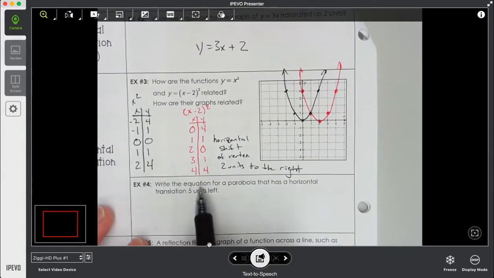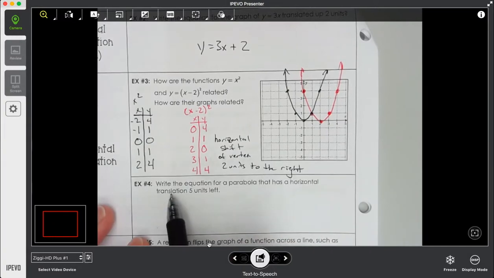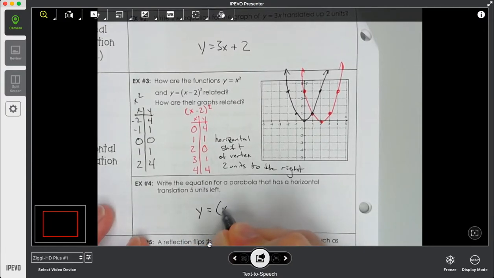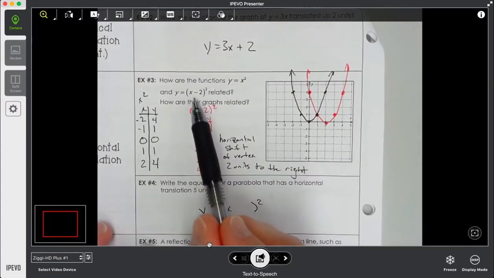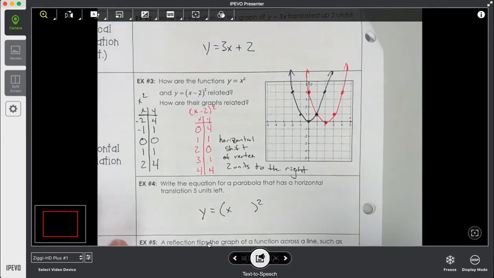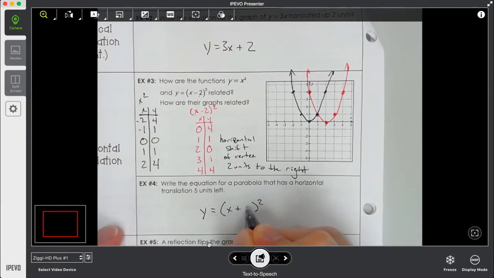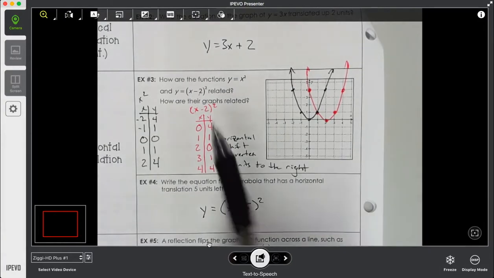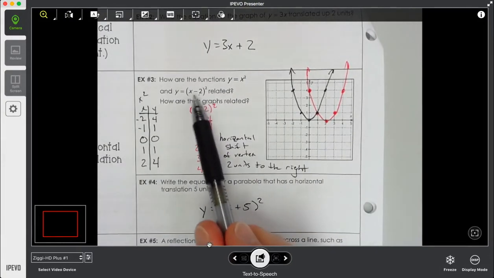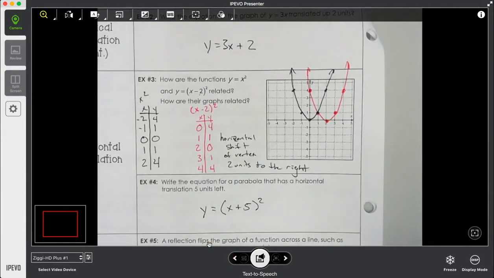And so the next one says, write the equation for a parabola that has a horizontal translation 5 units left. And so we know that parabolas have something squared, typically x squared. But just like we had to do something to x inside the parentheses to shift right, left is also a horizontal shift, so we need to do the same thing. Since we're going left, I'm going to add 5 units. And so this is going to feel backwards, but when I'm moving left and right and I'm adding or subtracting inside parentheses, it's going to feel like opposite. X minus 2 means right, X plus 5 means left.